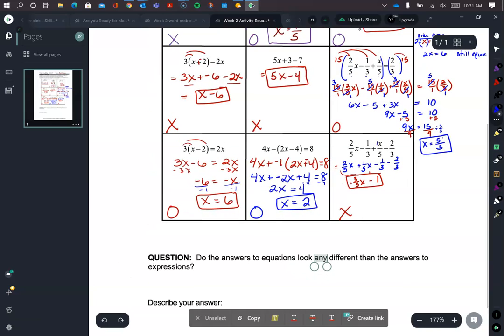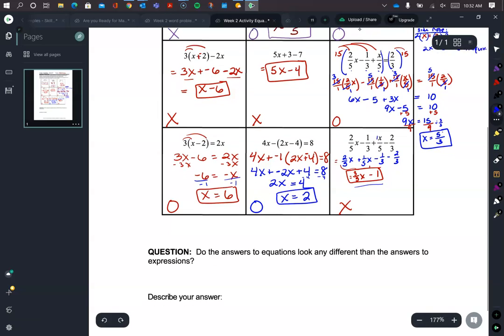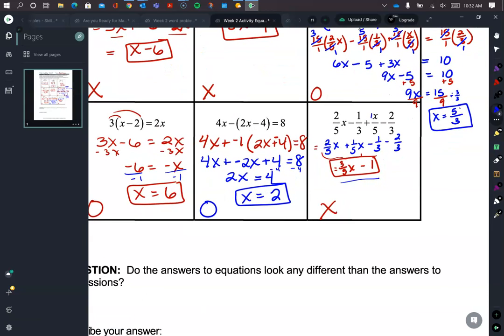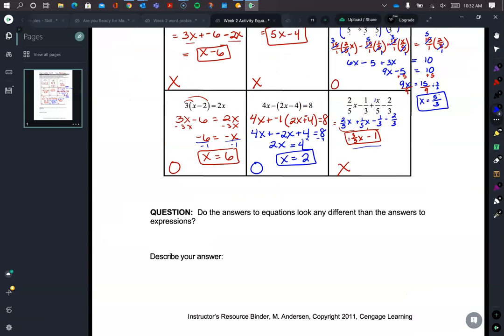Okay, so the discussion points are, do the answers to equations look any different than the answers to expressions? Well, yeah, my answer would be the equations would have an x equals a number, so you have a variable equal to a number. The expressions, you're left with an expression. You don't have an x equal to that. It's just, for instance, this one, 3/5 x minus 1.